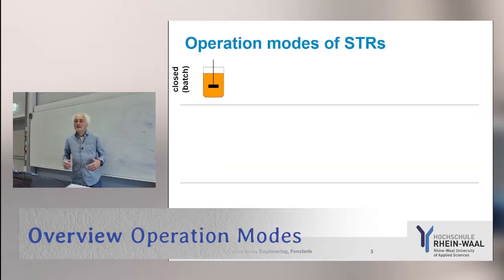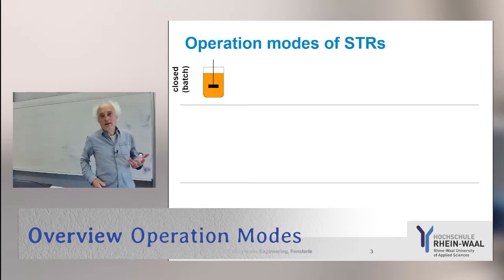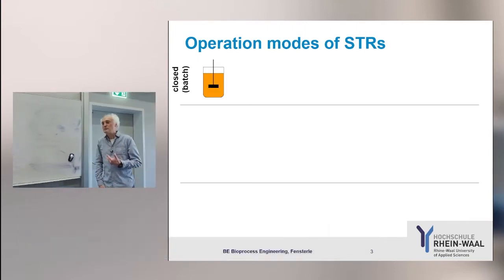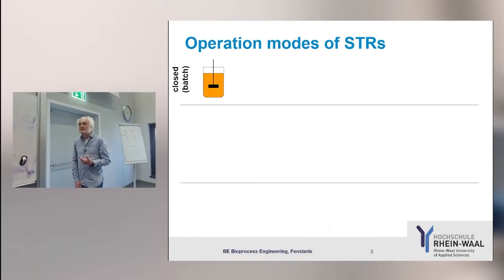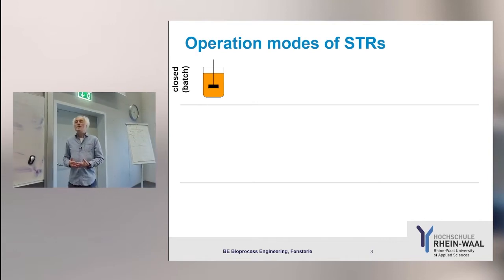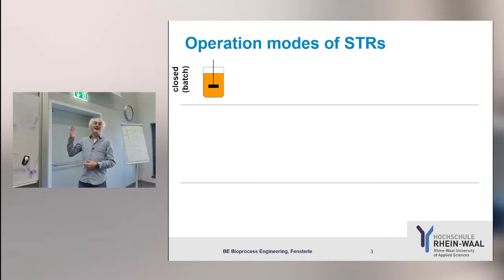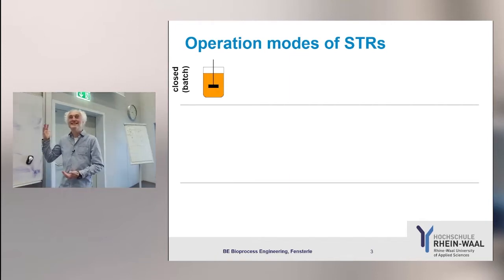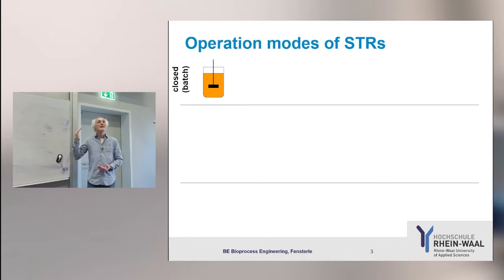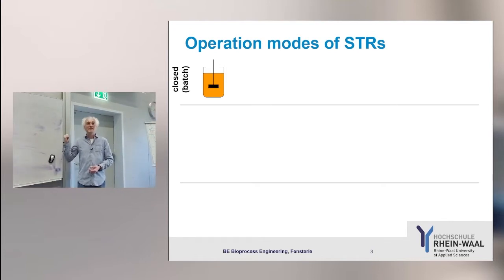Okay, here we go. So in principle, we have 3 operation modes of continuously stirred tank reactors. We have the closed mode, the partial open mode, and the fed batch mode. Of course, this is also, again, a high-end animation. So you have already realized that. Maybe this was not 4 hours work, but half an hour.